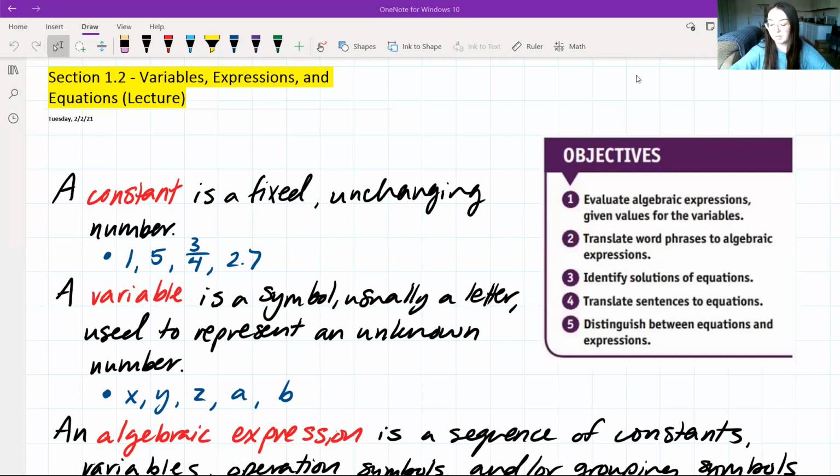Number 3 is identify solutions of equations. Number 4 is to translate sentences to equations. And number 5, we want to distinguish between equations and expressions.